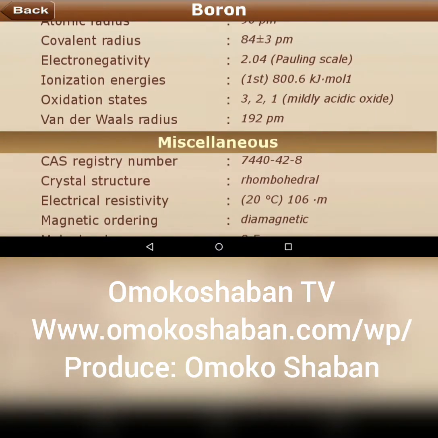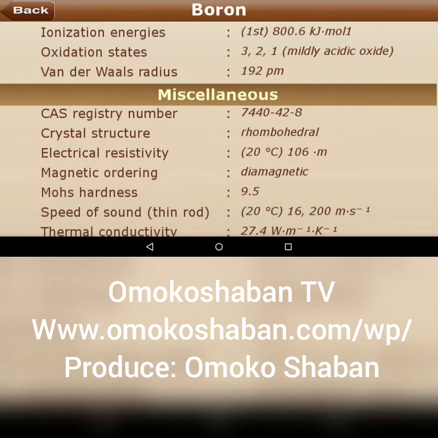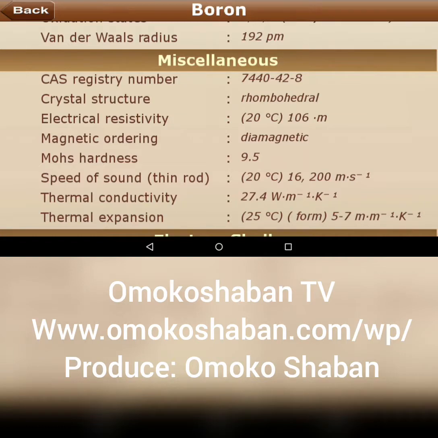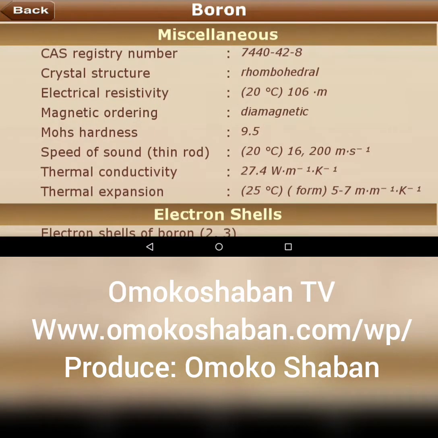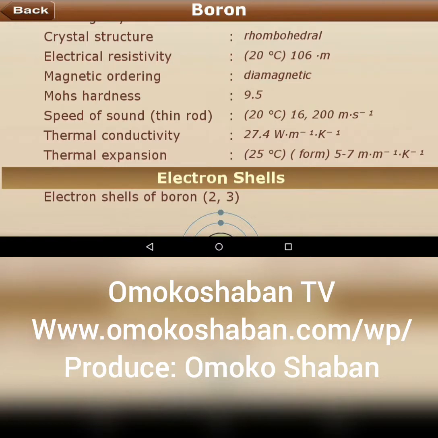Oxidation states 3, 2, 1, mildly acidic oxide. That is why it is found in group 3. Now, the van der Waals radius is 192 pm. Miscellaneous: it has a CAS registration number of 7440-42-8. Crystal structure rhombohedral. Magnetic ordering is diamagnetic in nature.